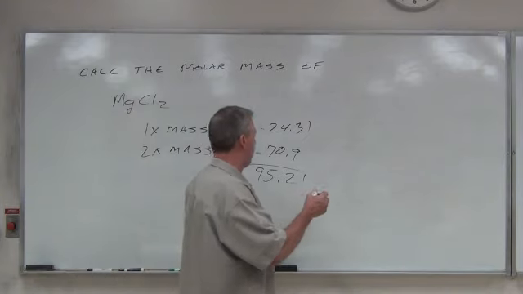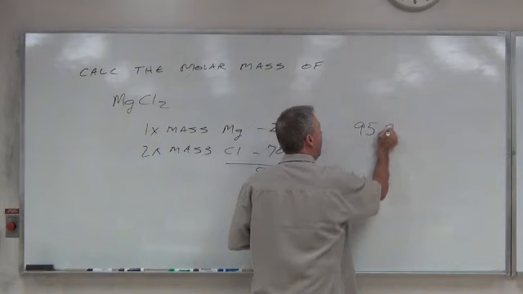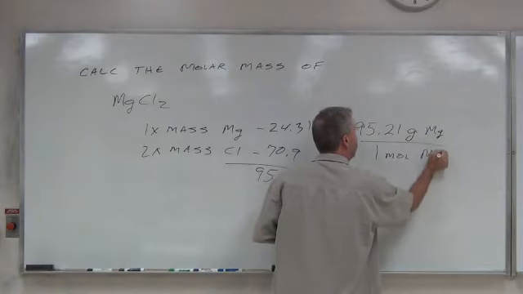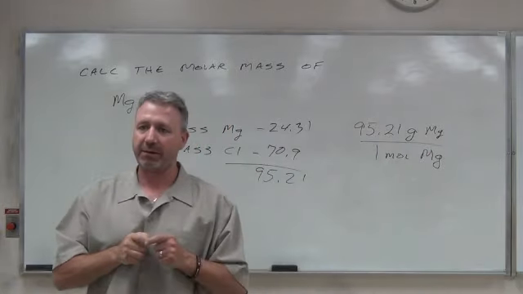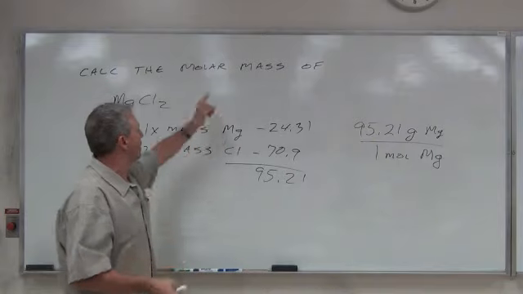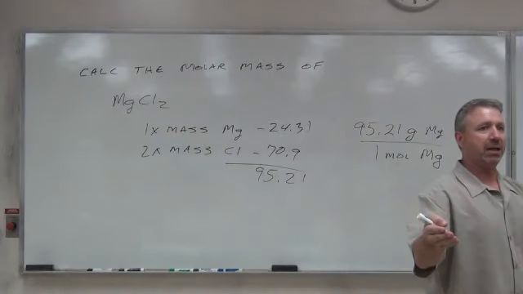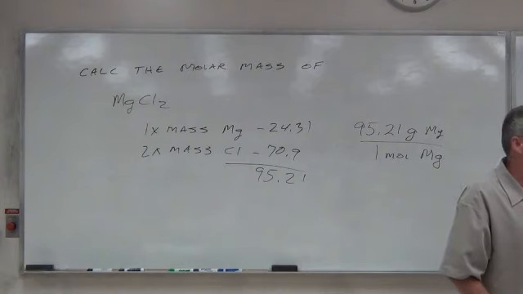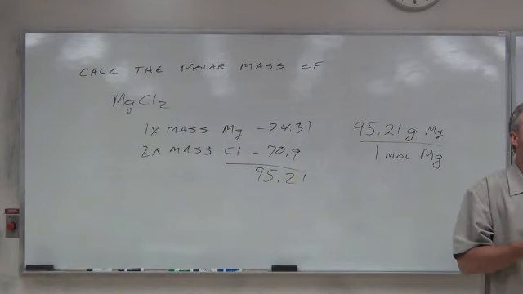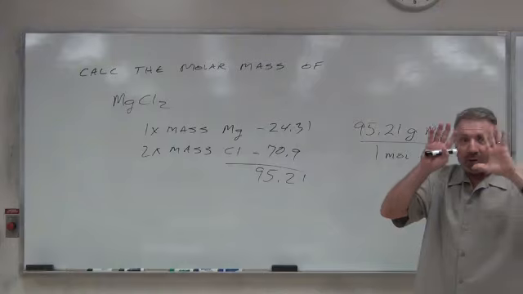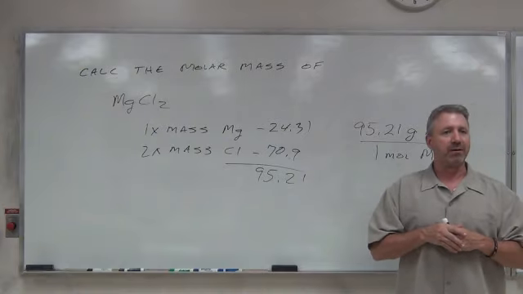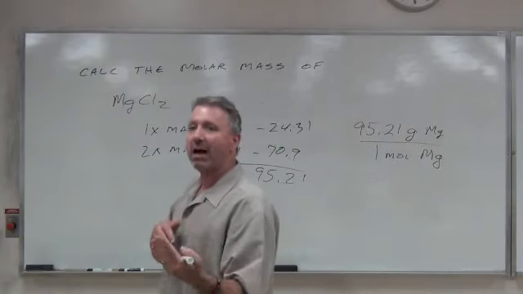This is 95.21, and here's the important part: grams of magnesium per 1 mole of magnesium. Everybody see that? Anytime you go to the periodic table with a formula or even an element, every time you add up masses, whatever that number is, it is the number of grams in 1 mole of that substance. That gives you an almost infinite number of conversion factors because we have so many compounds, right?